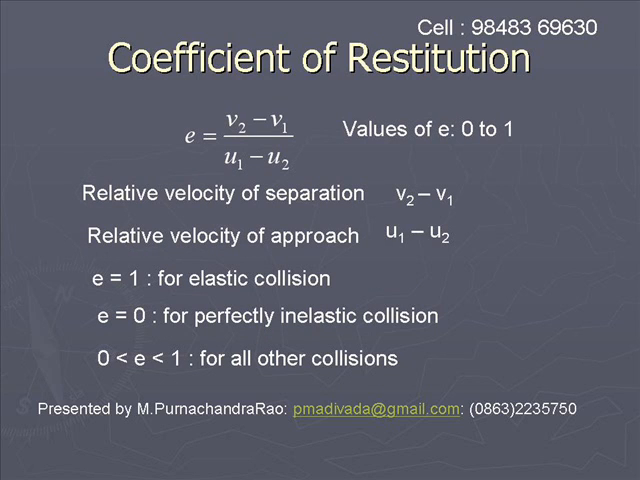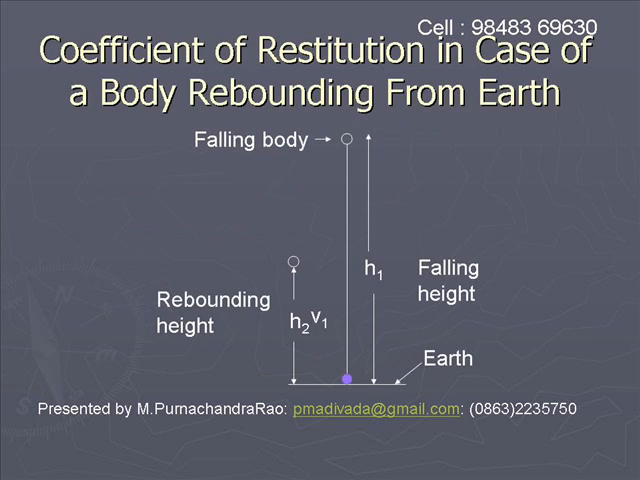Coefficient of restitution. In the case of a body rebounding from the earth. In the figure, the circle represents a body which falls from a height h1 and then rebounds to a height h2. h1 is the initial height. So the body is dropped from a height h1, it hits the ground and rebounds to a height h2.